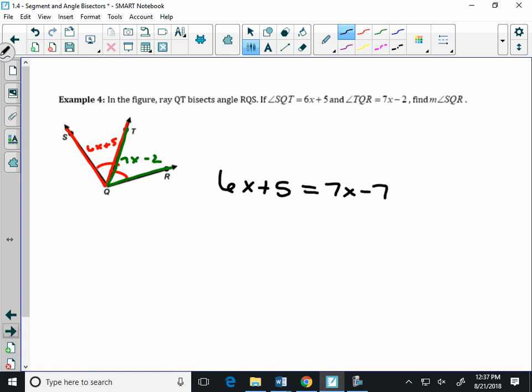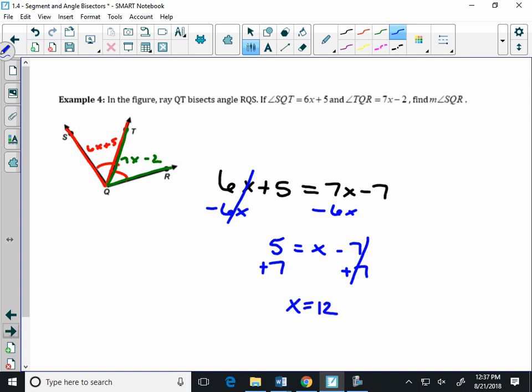And you solve these equations 8 million times. I keep solving them. We do it a ton in geometry. Method to my madness. Just move the 6x over by subtracting. Do the opposite. To get 5 equals x minus 2. Add 2 to both sides. X ends up equaling 12. Let me see. Yep, 12.